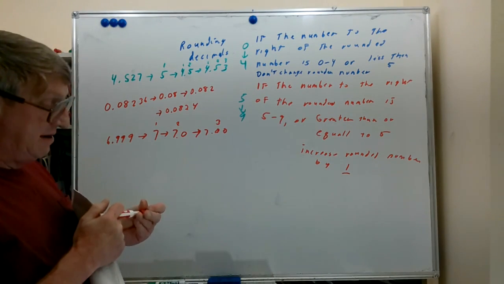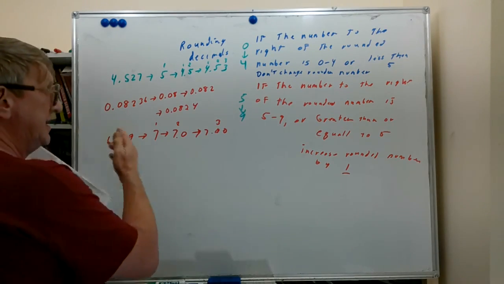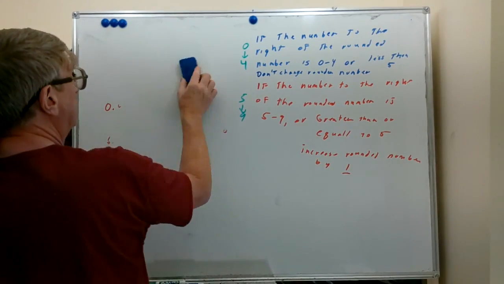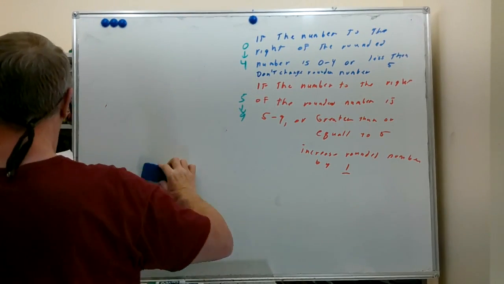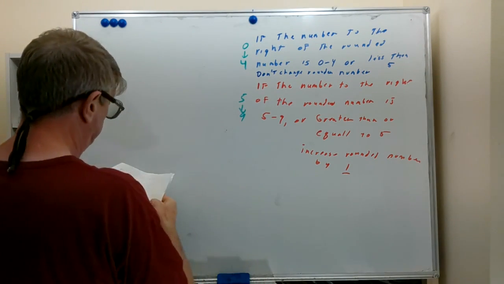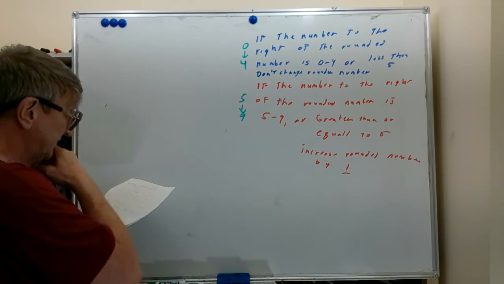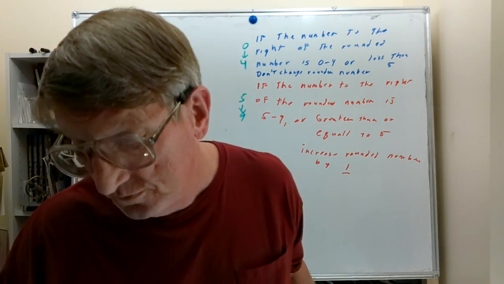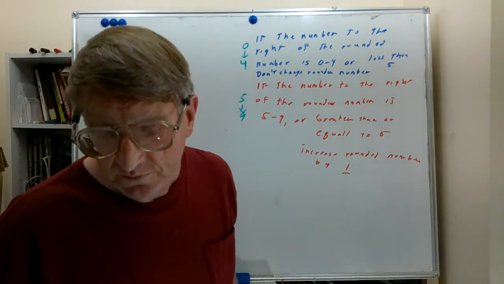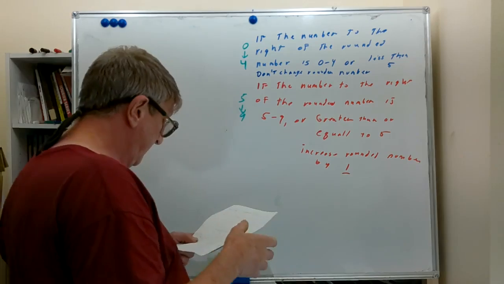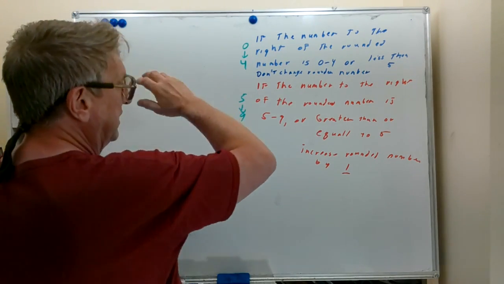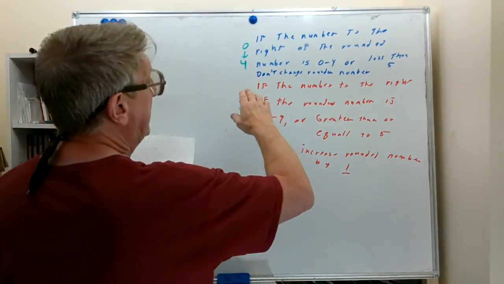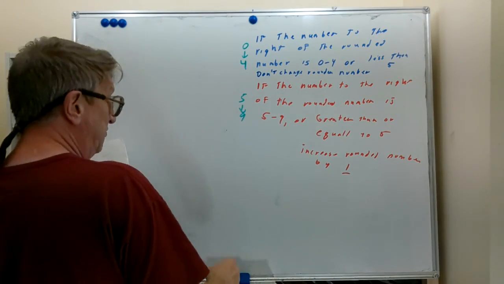So we've been rounding decimal numbers, and we're going to use similar rules on whole numbers. If the number to the right of the rounded number is 0, change everything to the right to 0.